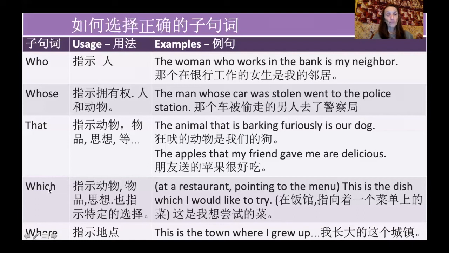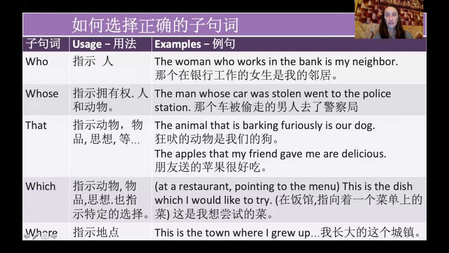Okay, moving on, which. Now, which is used a lot like that, and it's 动物物品思想, not people so much, but it's important. This part's important. 只是特定的东西. Okay, so it's pointing out a specific thing. You're referring to a specific thing when you're talking about which. A little bit different than that.